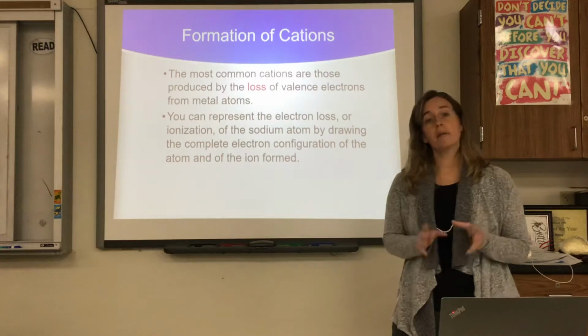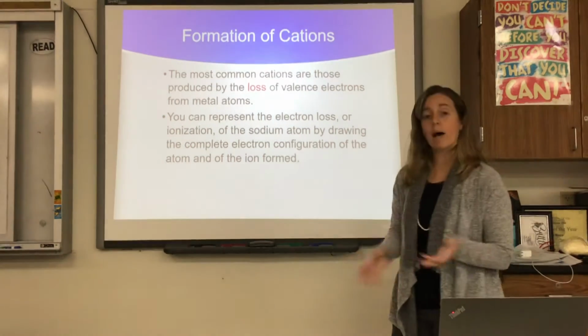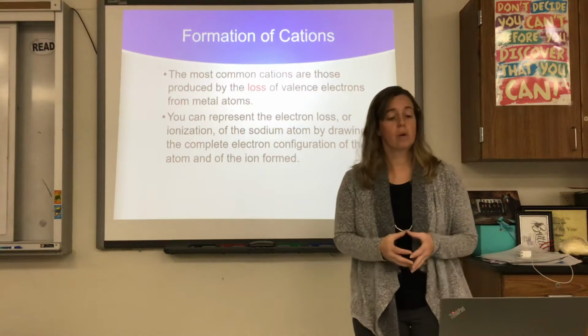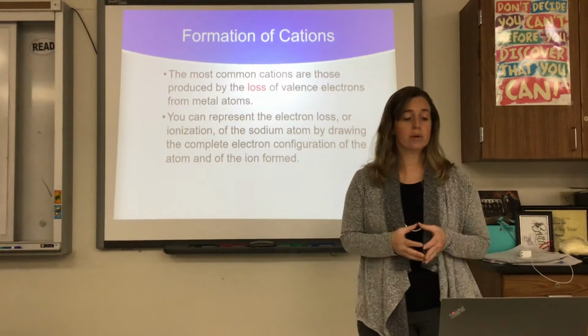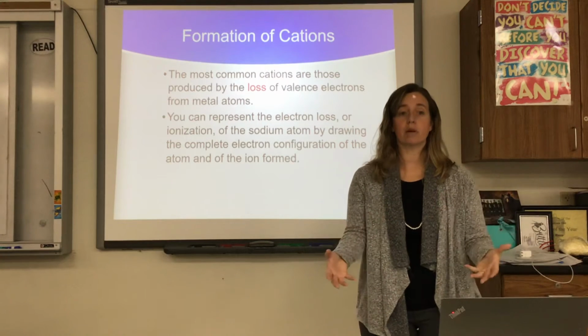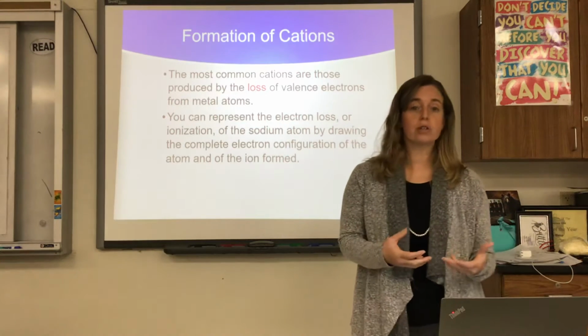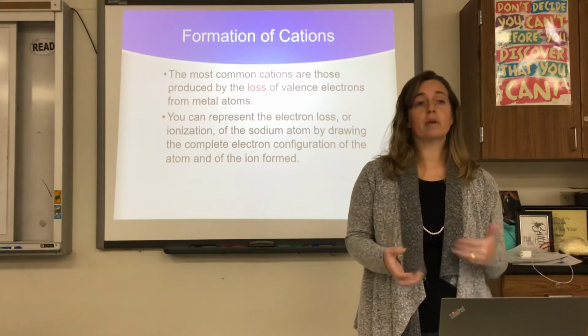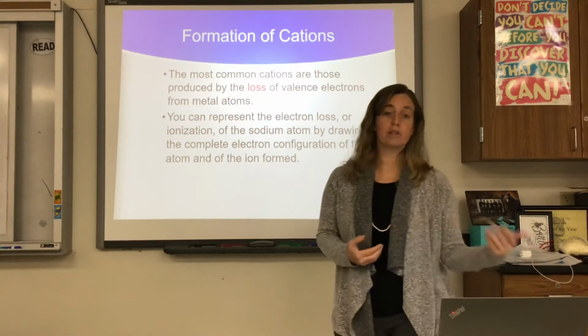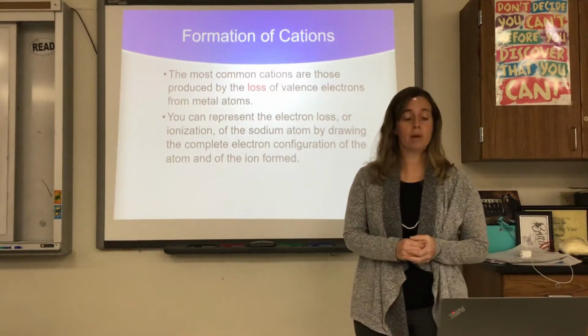The most common cations, and when I say a cation, I'm talking about metal atoms, okay? The most common cations are those produced by the loss of valence electrons. So they're giving their electrons away, their outer shell electrons, and becoming positively charged. Normally that's a metal atom because usually your metals have lower valence electrons than your nonmetals. Nonmetals are closer to the noble gas column.